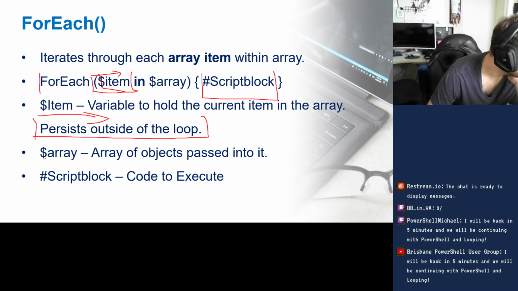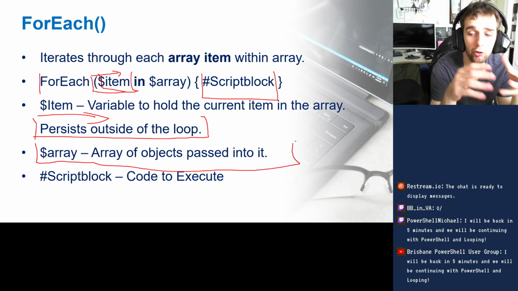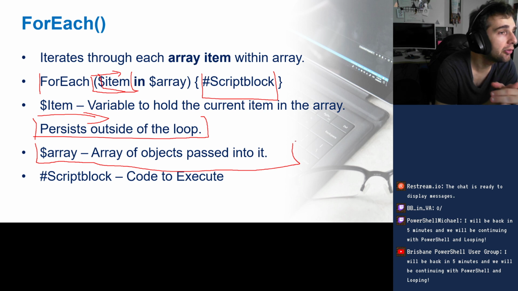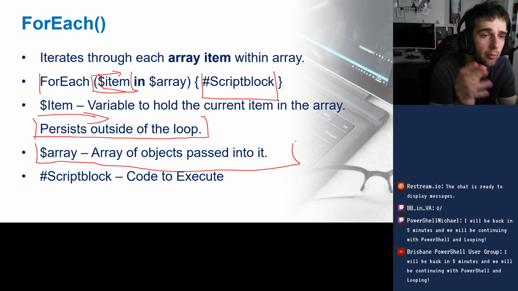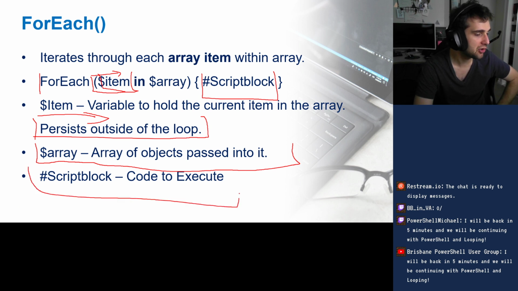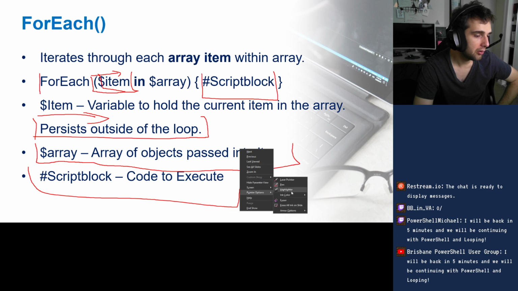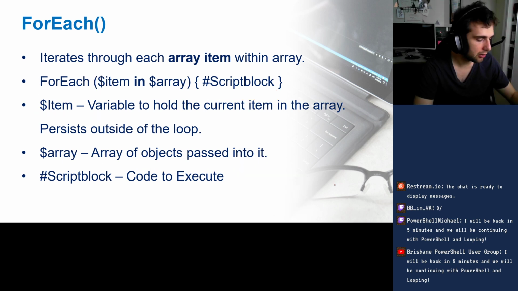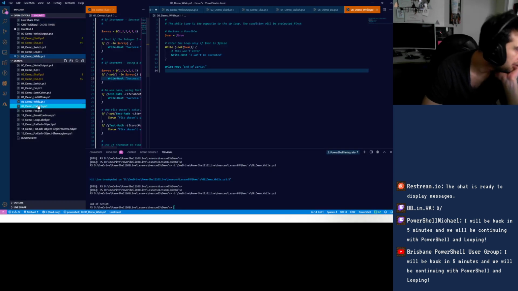The second thing is we have an array. The array is basically the array of objects that you pass into it. So this would be something where you do Get-Process, and then you'd store that in a variable, and that would get passed into this. And then finally we have our script block code, which is just code to execute. And that's pretty straightforward. So what we're going to do is erase all that ink on a slide, Alt-Tab, and go do a demo.